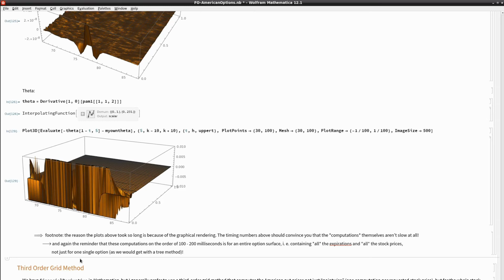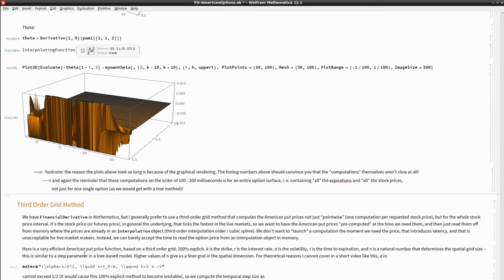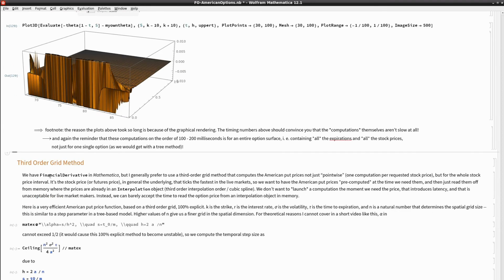All right. So next I want to show you a very practical third order grid method to compute American puts. We have financial derivative in Mathematica, but I generally prefer to use a third order grid method that computes the American put prices, not just point-wise, one computation per requested stock price, but for the whole stock price interval, right? I've already mentioned it a few times.